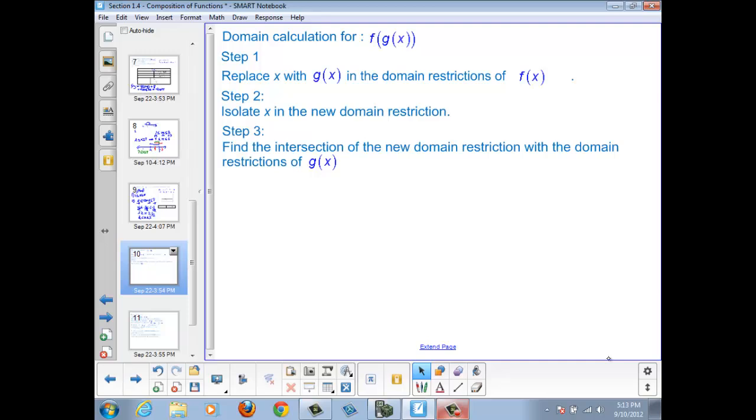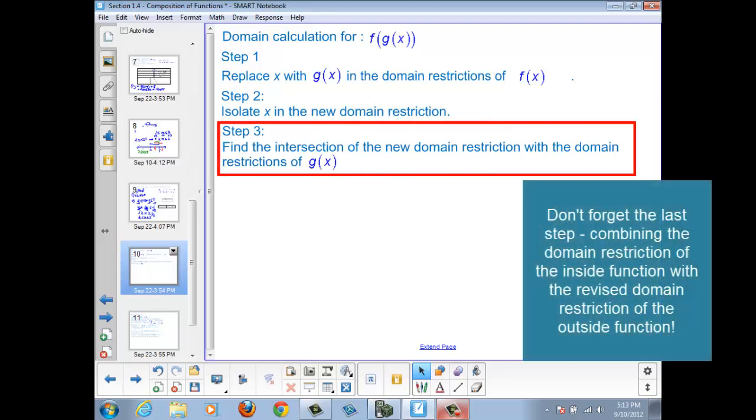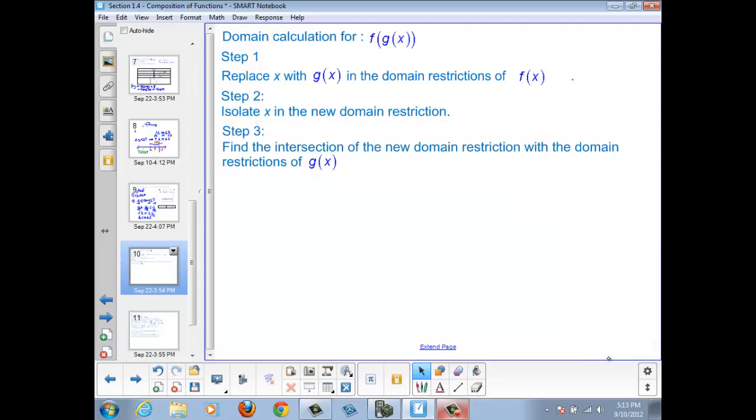Now we'll have a new domain restriction. Now that domain restriction must be combined, or find the intersection between that new domain restriction and the domain restriction of our inside function. Let's not forget that third step, finding the intersection or the overlap between the two domain restrictions. Once we've done that, our mission is accomplished.